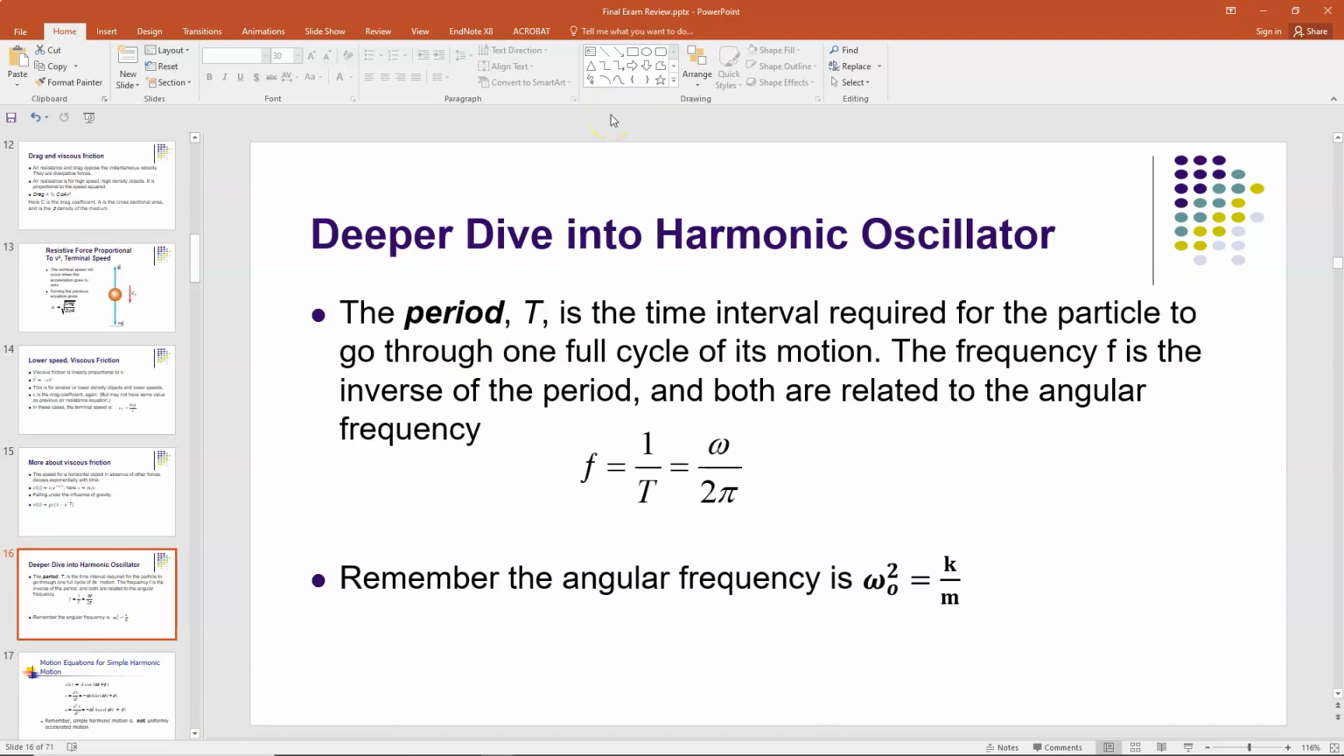We used this viscous friction when we were talking about damped harmonic oscillators. So remember that we took a deep dive into the harmonic oscillator here. First, a review. The period T is the time interval required for the particle to go through one full cycle. That's equal to 1 over the frequency, and the frequency is also equal to the angular frequency omega divided by 2 pi. Remember that for a simple harmonic oscillator, the angular frequency omega naught squared is equal to k over m, or omega naught is equal to the square root of k over m.